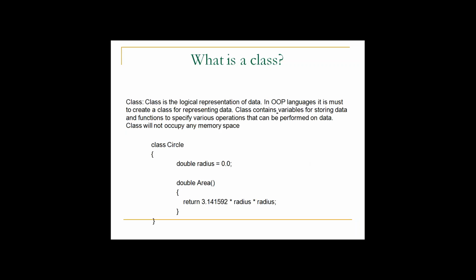Good. So, what is a class? A class is a logical representation of data, and in object-oriented programming languages, it is a must to create a class for representing the data, and a class contains variables for storing data and functions to specify various operations that can be performed. Let me explain the definition of a class in simpler terms. What is a class? A class is a template using which you can create real-time objects. A class is a template or a blueprint using which you can create individual objects.